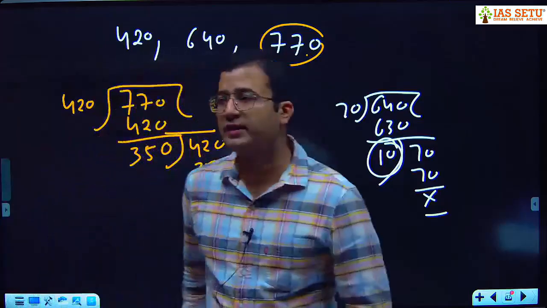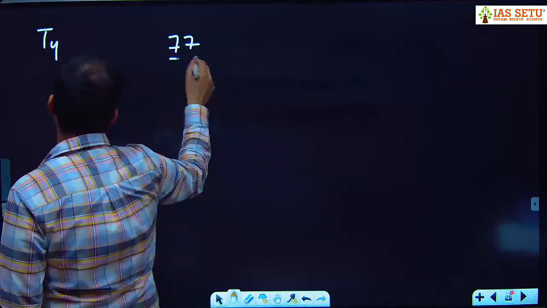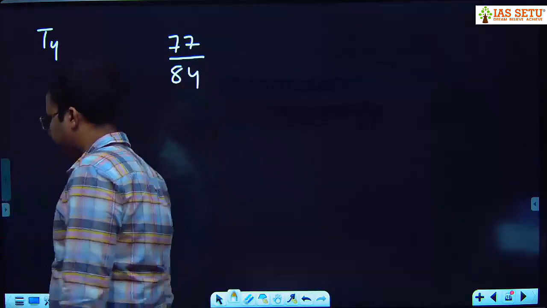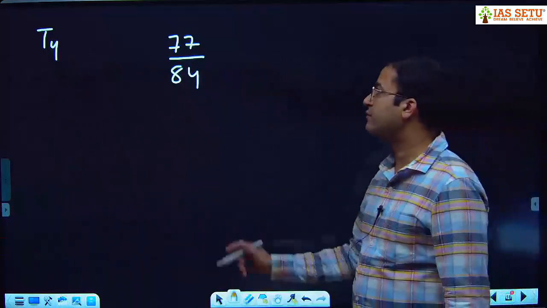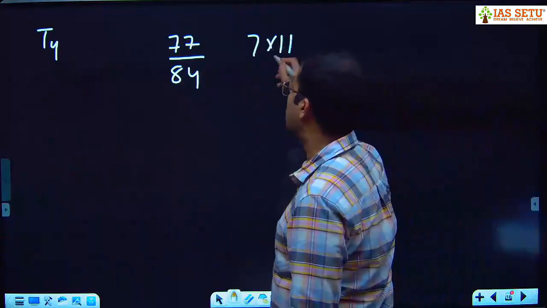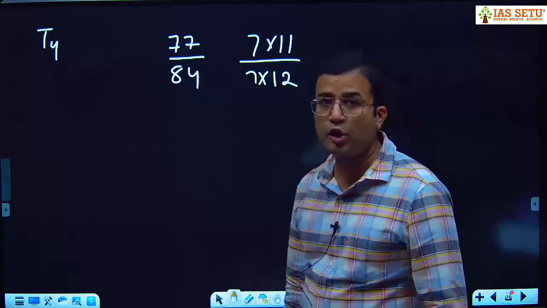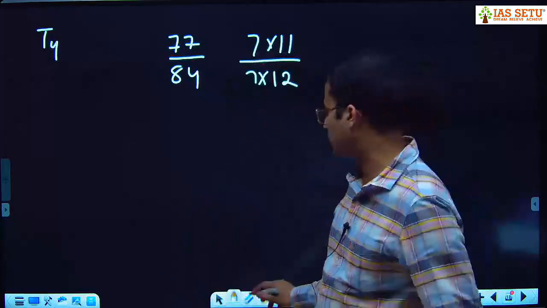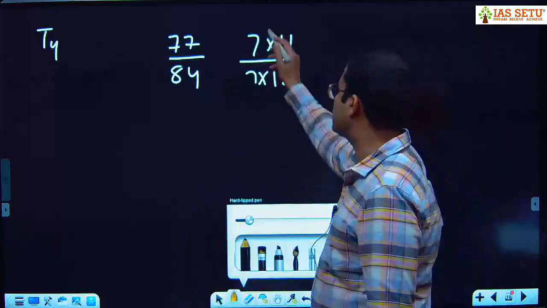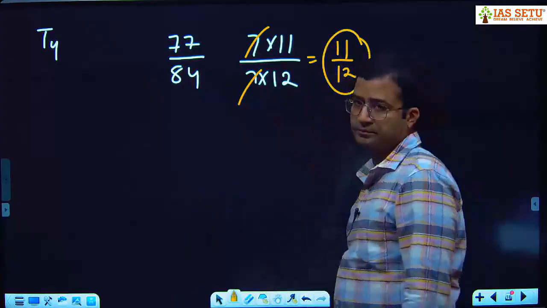Type 4 of HCF is simplification. Like if I ask you to simplify 77 upon 84. You see the concept behind this. What is 77? 7 into 11. And what is this? 7 into 12. 7 is the common factor. So here 7 is actually the highest common factor. So the 7 is the highest common factor, we cancel it out, and we get the answer 11 upon 12.